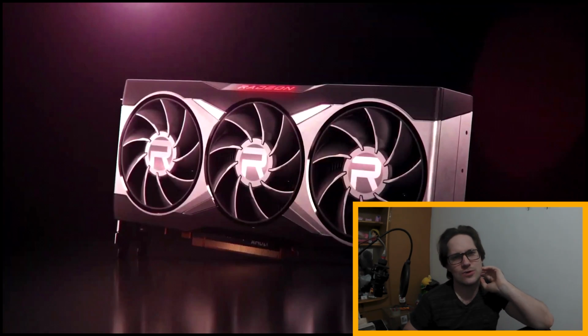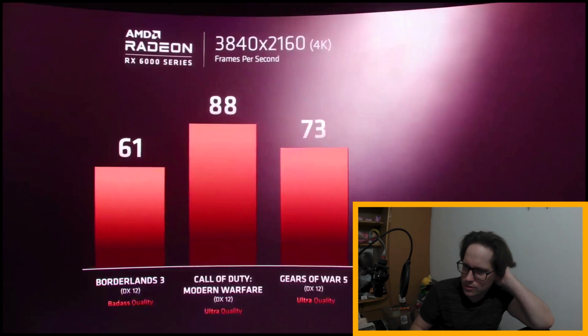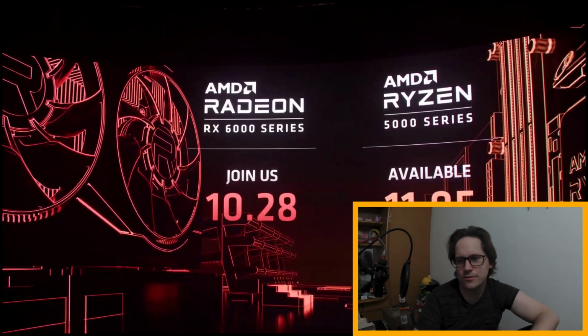Some more. Oh yes. These pictures were leaked about the new Radeon GPUs, and that was shown in the show, and yeah, I guess the leaks are true. At 4K, Borderlands 3, 61 FPS average, I'm guessing. Borderlands 3 badass quality. Okay. Call of Duty Modern Warfare ultra quality. Gears of War 5 ultra quality. So these are all DirectX 12 titles. And the CPUs are available on November 5th. And the GPU announcements are on October 28th. Cool.